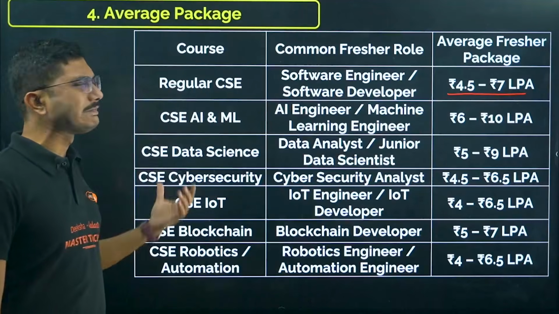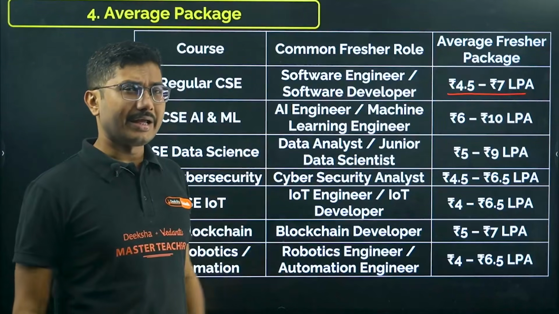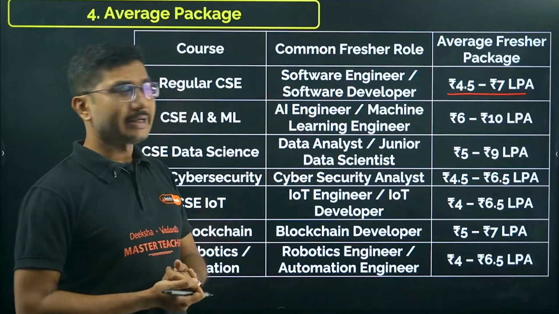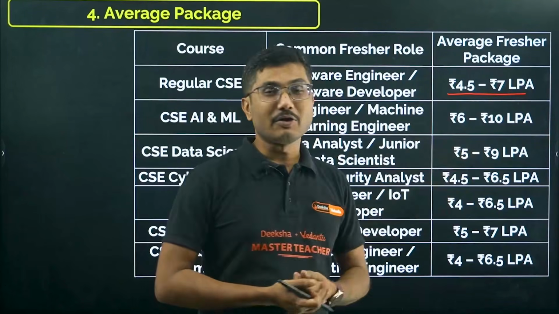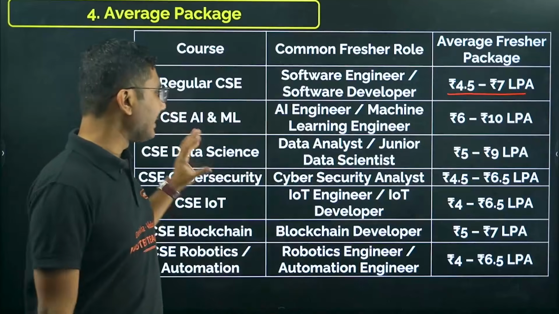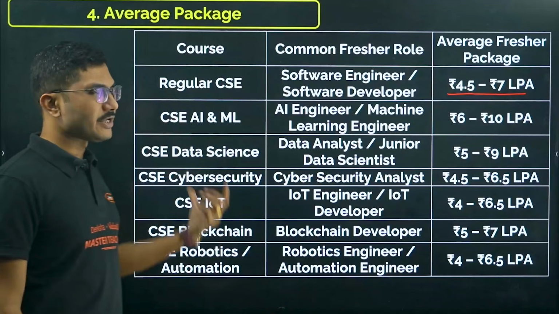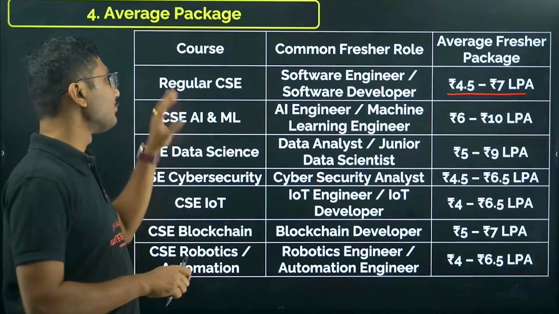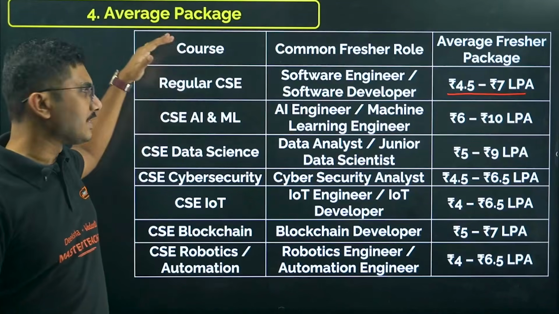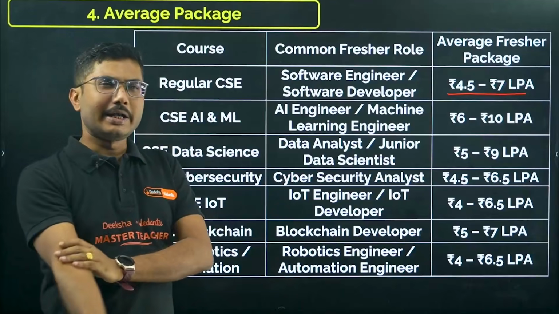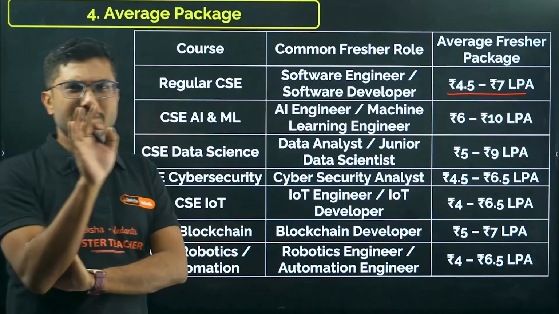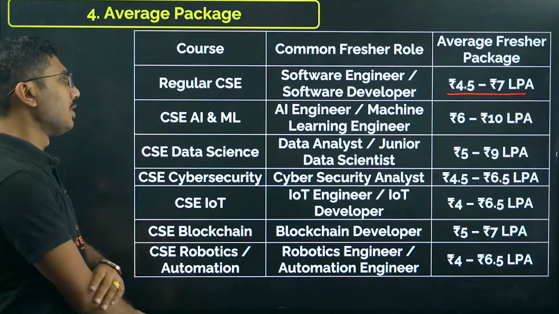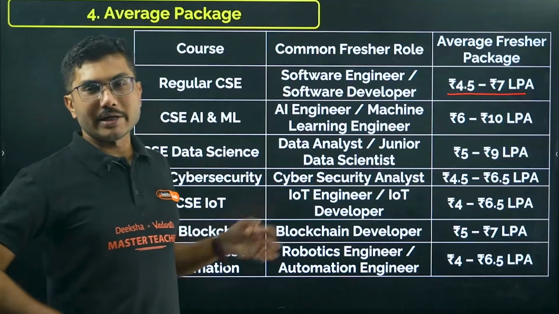Next is data scientists. Data scientists are rare, so there is a demand for data scientists, data analysts and junior data scientists. You will get a pay package of 5 to 9 LPA. Each of these specializations you can get after doing regular CSE as well, so don't worry if you are choosing regular CSE. Even then, you can choose a specialization in your later part, in the 5th or 6th semester, going forward. So don't worry that you have made a mistake.